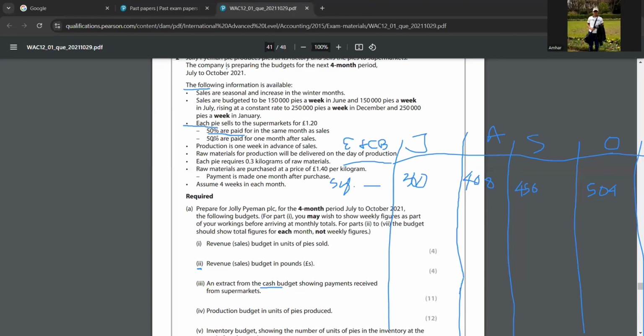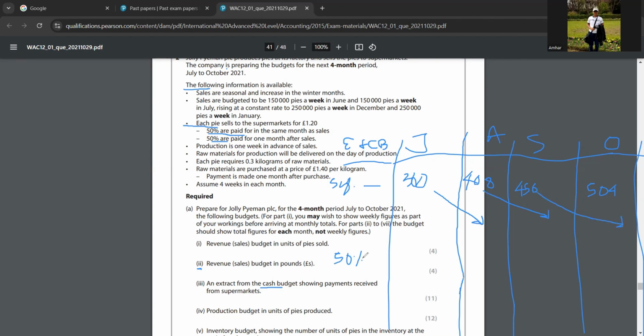So now look at this. They are saying 50% are paid for 1 month after sale. So what do you mean by that? 50% are paid 1 month after sale. So the rest of the remaining sales value will be paid in the next month. So July's one will be paid in August, and August will be paid in September, like that. Same thing you have to take. So this 360 you got, right? That 360 you have to take to August. And this 408 you have to take to September's column. And this 456 you have to take it for October's column.